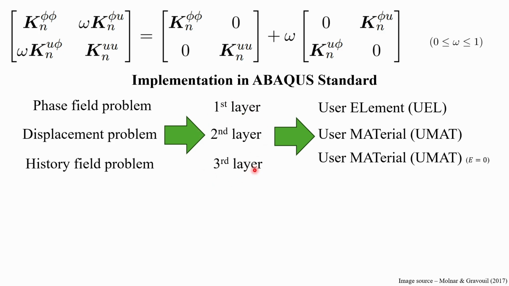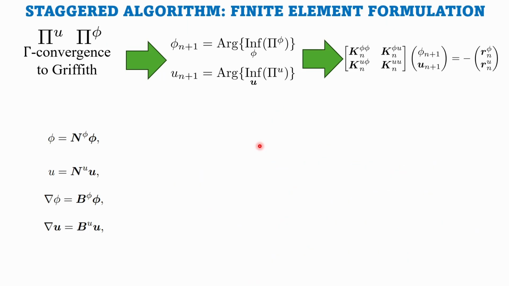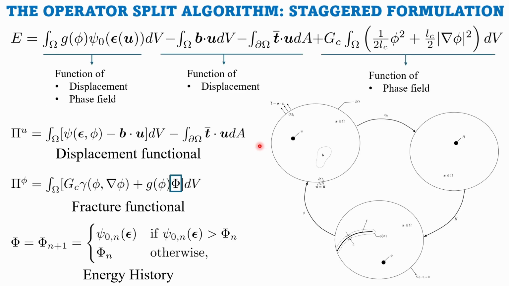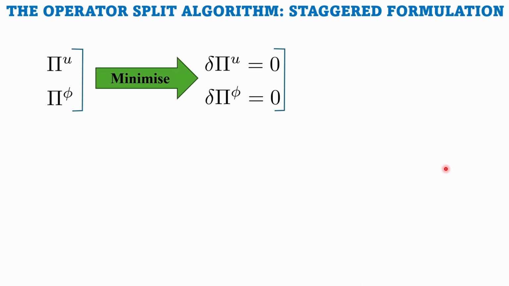Okay. If you remember this diagram, this one, so this is your displacement layer, this is your phase field layer, and this is your history field layer. Okay.